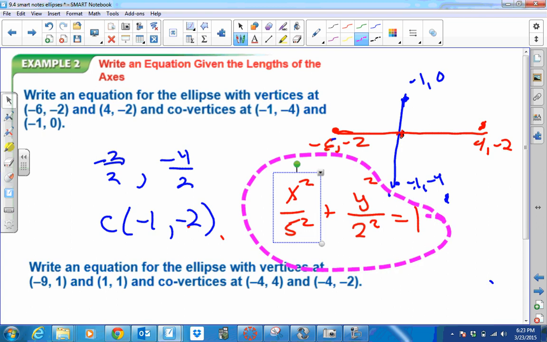for this ellipse. This should give you a good idea how to move forward with the equation of the ellipses. We will do the foci and the definition of an ellipse in class together on Wednesday. So hope this helps. Thanks a lot. See you on Wednesday. Bye-bye.